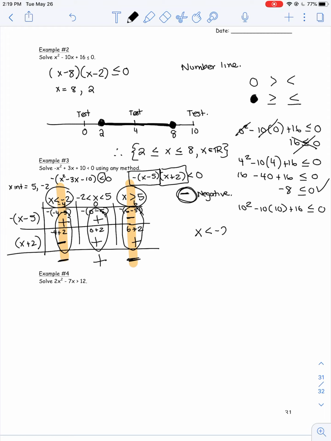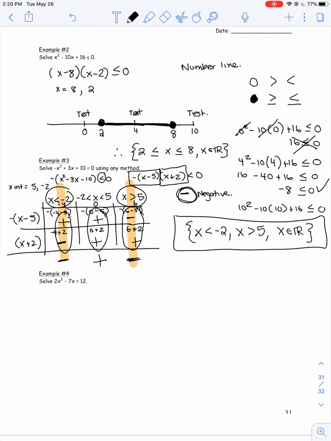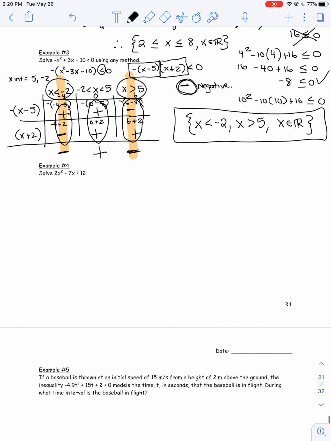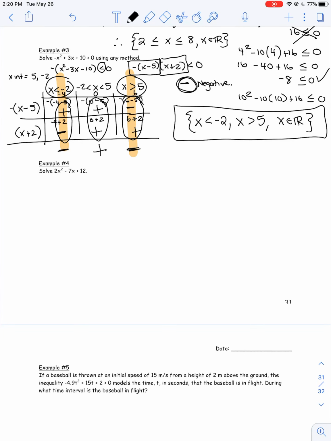So how I write that is I say that I want the region where x is less than -2, comma, where x is greater than 5, and then x is an element of the real numbers, because I want to include all the values that are less than -2 and greater than 5, that are real numbers. So that's how I include or write out the answer for this. So that's my final answer for example number 3.